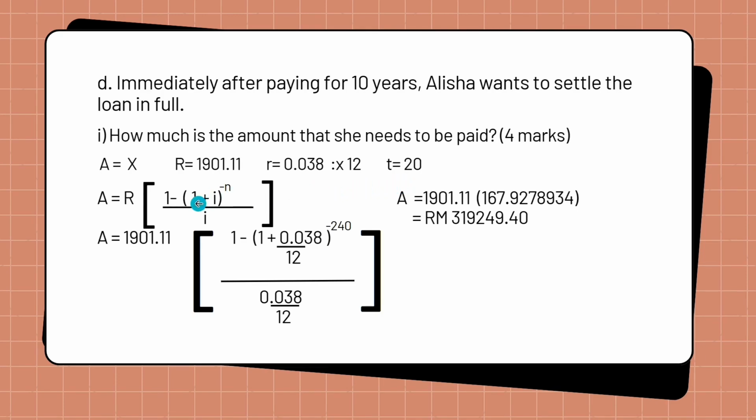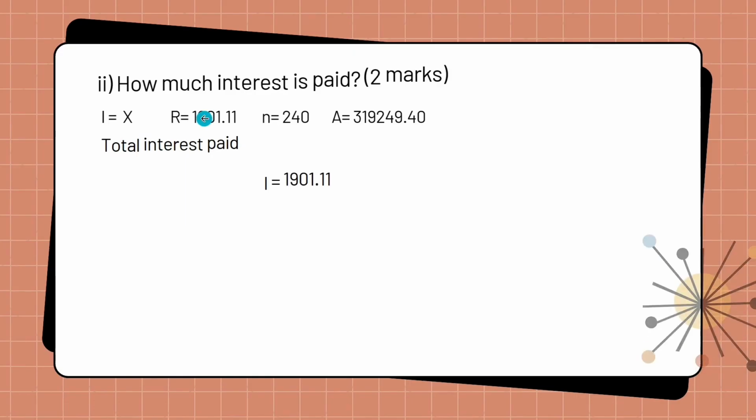Here are the calculations for D1. A equals 1,901.11 times [1 minus (1 plus 0.038 over 12) to the power of negative 240], and then divided by 0.038 over 12. After all the calculation, we will get A equals 1,901.11 times 167.9278934. The final answer is 319,249.40.